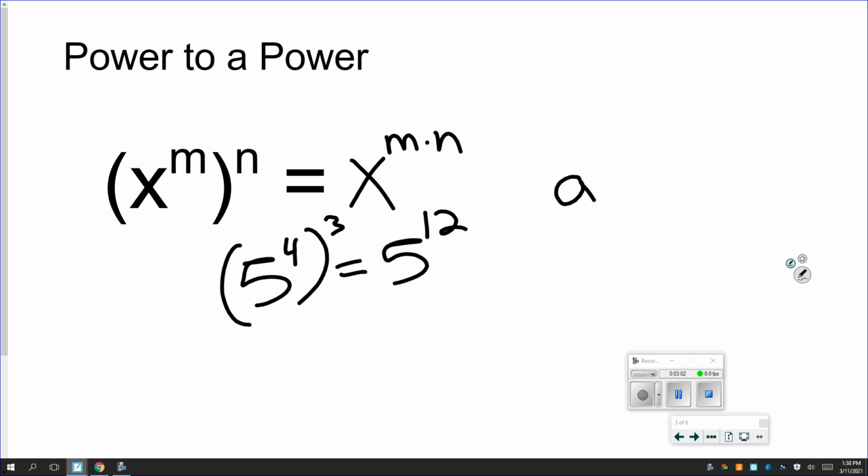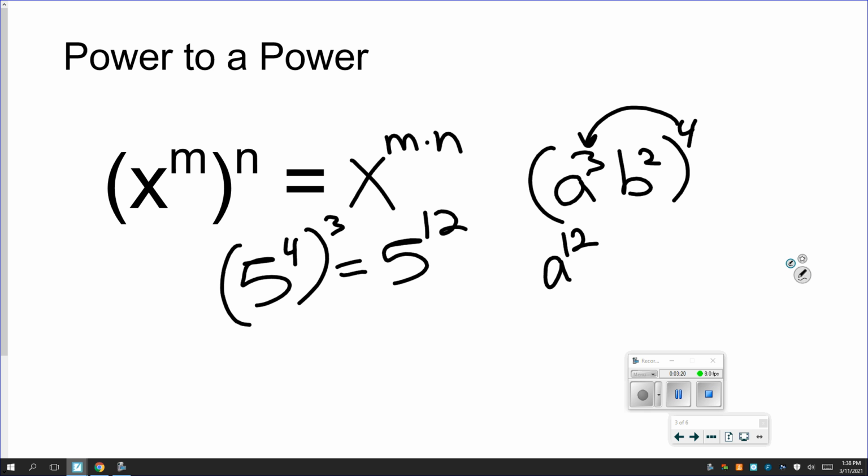Let's look at one a little bit more complex. So a to the 3rd, b to the 2nd, all to the 4th power. Alright, so same thing, I have inside and I have outside. So I have to take everything individually. So I have to do the 4 and the 3. So that would be a to the 12th. But then I also have to do the other parts, and that would be b to the 8th. So you're multiplying the outside exponent by each individual inside exponent to get your simplified version. So that's power to power. You'll recognize that one with parentheses in, and something on the outside of parentheses.